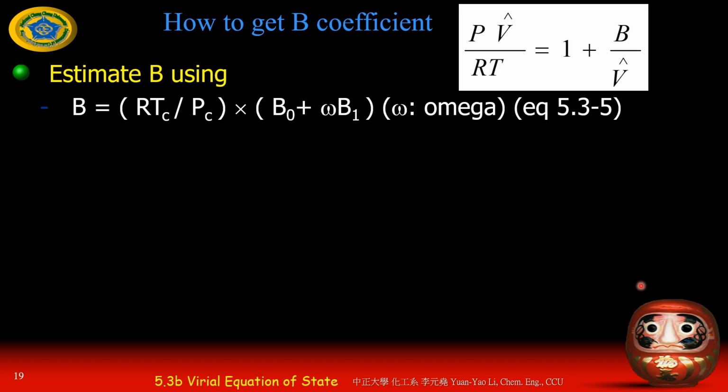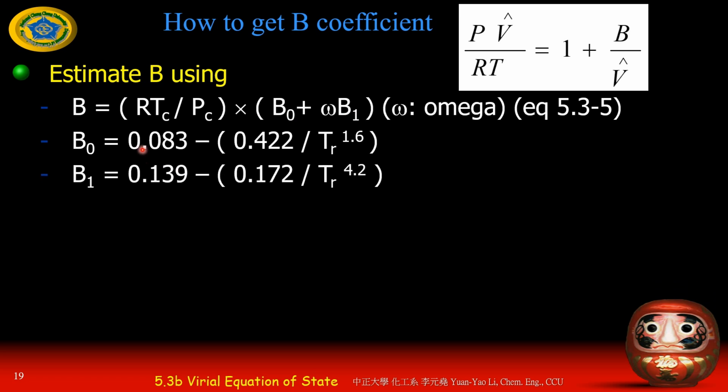Okay? But I will tell you why. You might say, well, Professor, what is B0 and what is B1? I'm going to tell you now. B0 is 0.083 minus 0.422 divided by TR to the power 1.6. So please bring your calculator when you have your final exam. Again, you don't need to remember this, but I don't want to tell you what is TR. You need to remember what is TR. B0 is this one, and B1 is this one.